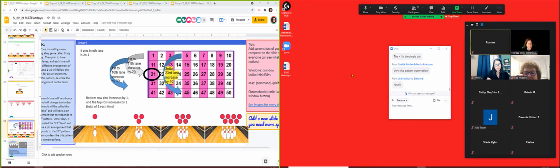And just think about it. If each kid did one lane on here and saw if the pattern continued, you could very easily add all of their examples on a slide and you would have 30 some different observations of this hundreds chart. All right, folks. I'm going to go think about that one some more.